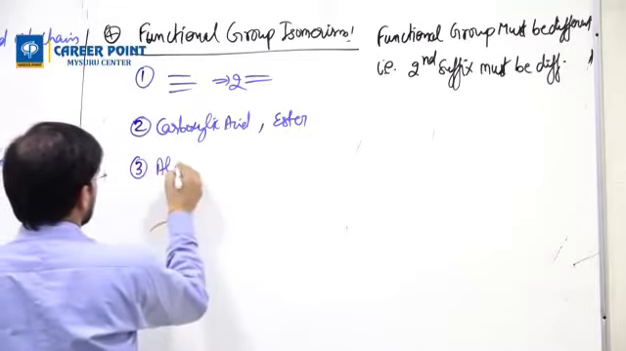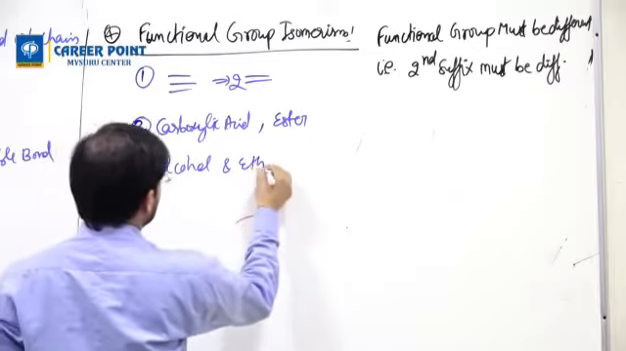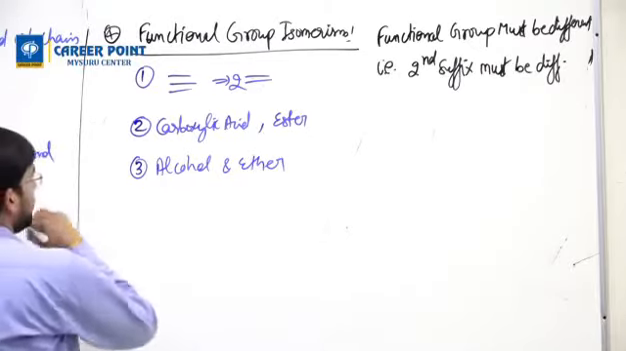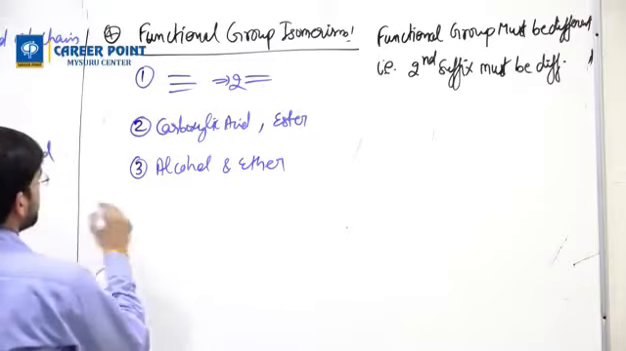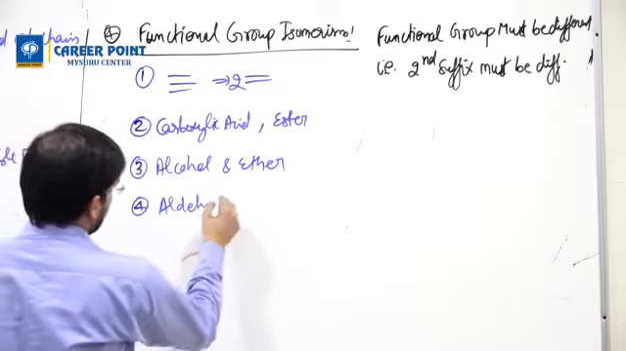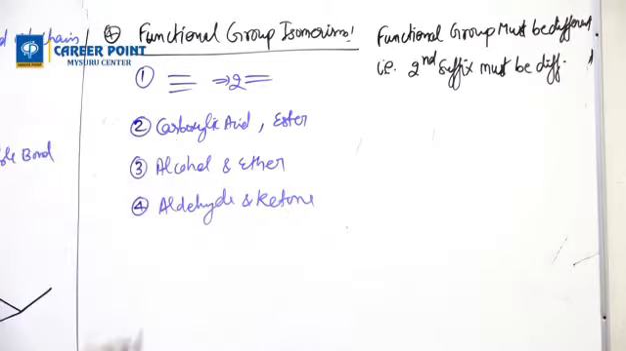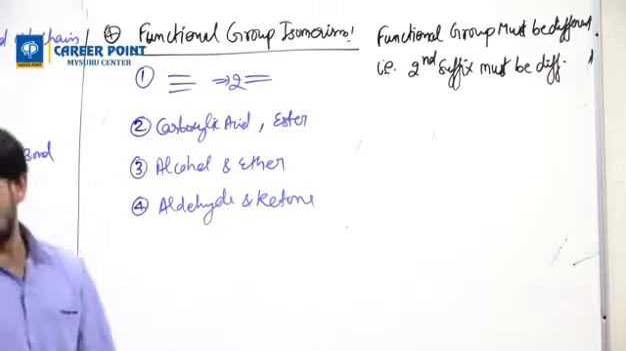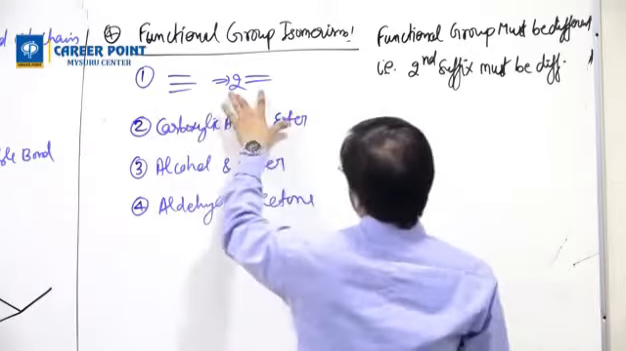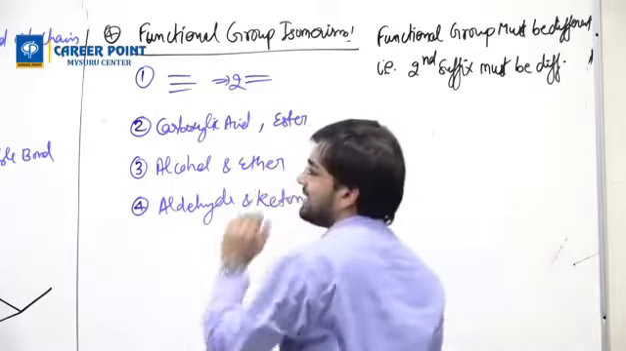Third, these are the important ones: alcohol with ether. Okay, what else can we write? Fourth, aldehyde and ketones. These all are functional group isomers, because when you write the name for this, you will write yne, then ene, diene. So this is changing.